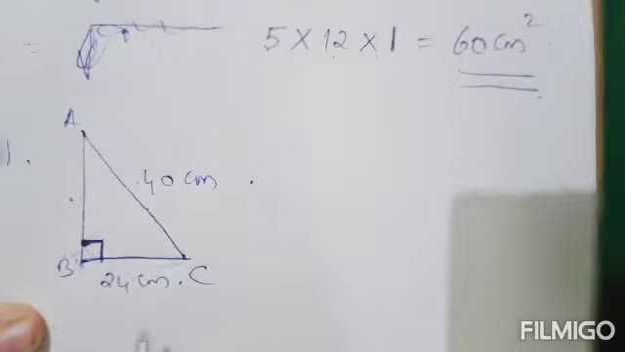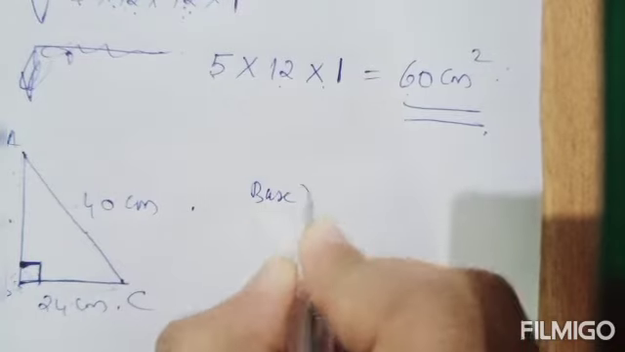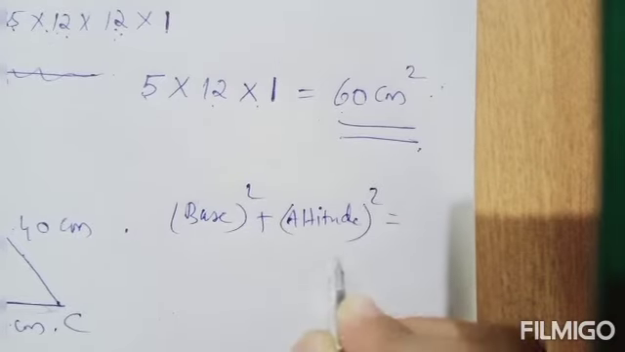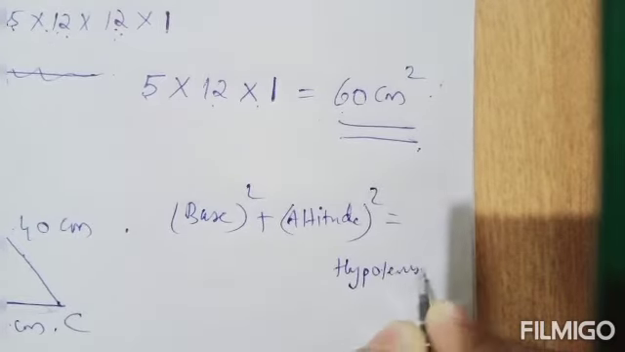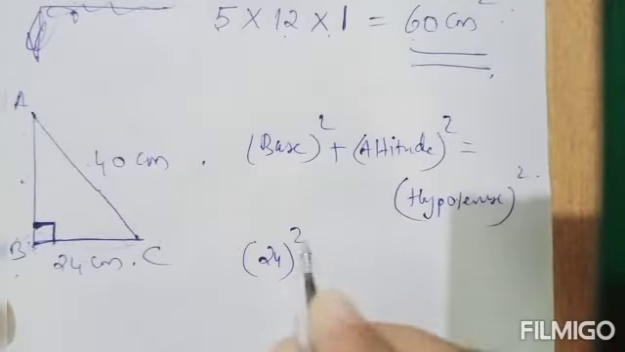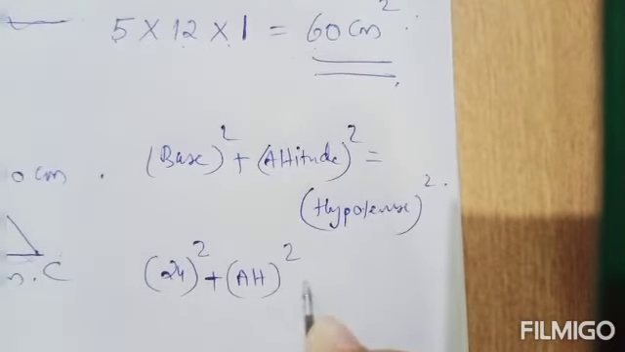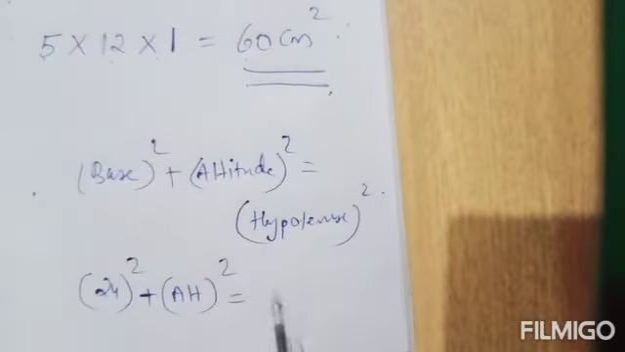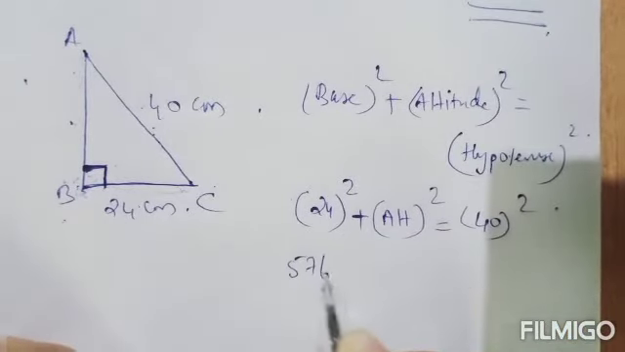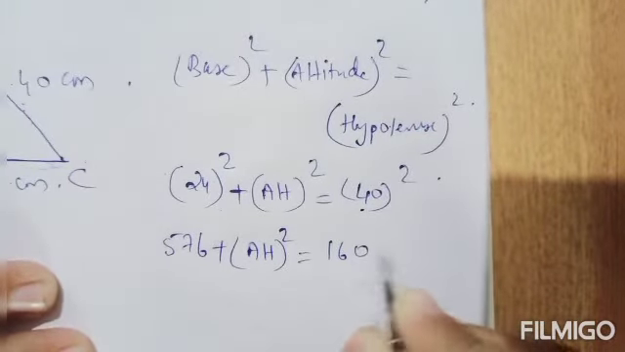Now in a right angled triangle we can use one theorem, that is the Pythagoras theorem. That is, base square plus altitude square equal to hypotenuse square. Now base we take as 24 centimeters. So 24 square plus altitude square, we don't know, equal to hypotenuse, it is given 40, so 40 square. Now 24 square is 576, plus altitude square equal to 40 square, it is 1600.